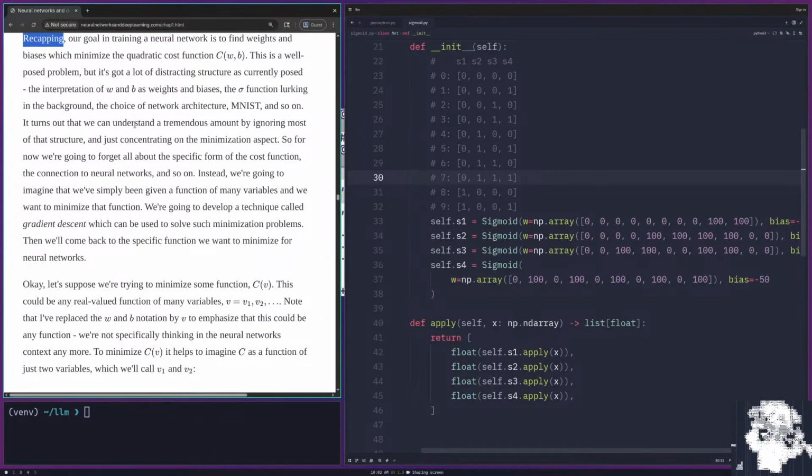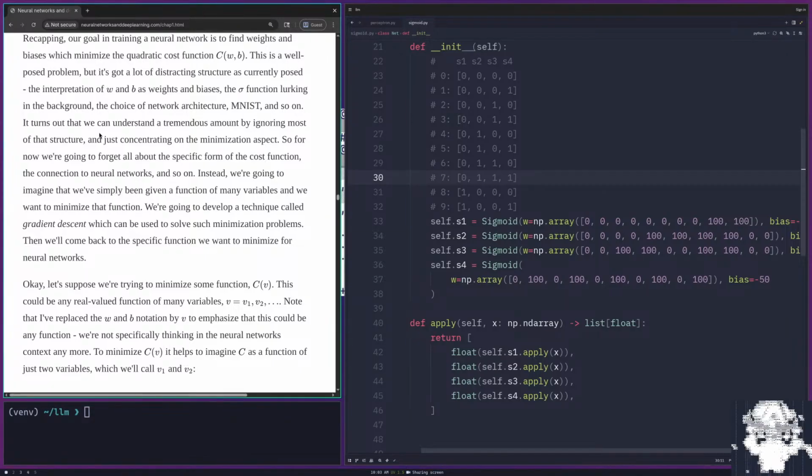Recapping, our goal in training a neural network is to find the weights and biases which minimize the quadratic cost function C of WB. This is a well-posed problem, but it's got a lot of distracting structure as currently posed. The interpretation of W and B as weights and biases, the sigmoid function lurking in the background, the choice of network architecture, MNIST, and so on. It turns out that we can understand a tremendous amount by ignoring most of that structure and just concentrating on the minimization aspect.